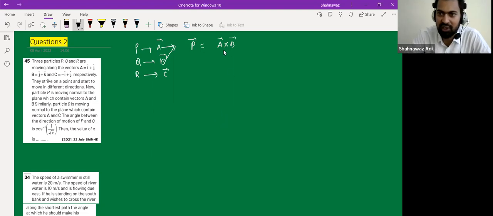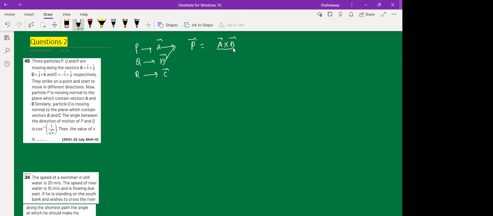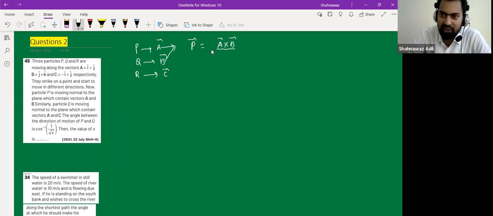Remember, is this correct? A cross B will be normal to A and B. Why would C be multiplied? Because this A cross B is normal to A and B only. They are asking about the plane which contains vectors A and B, only A and B. So if we take A cross B, that will be normal to A and B, right?